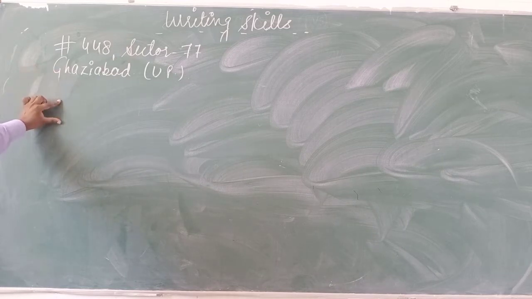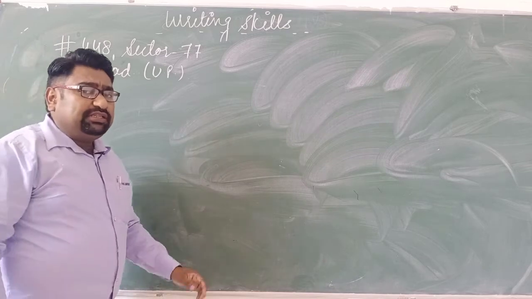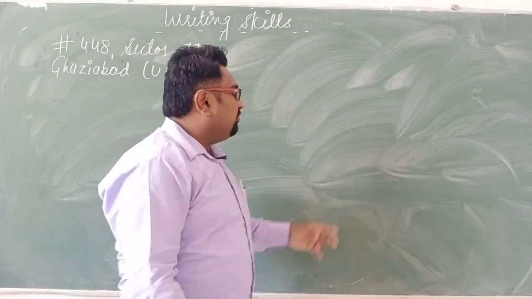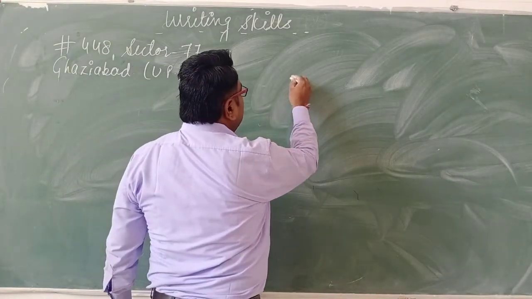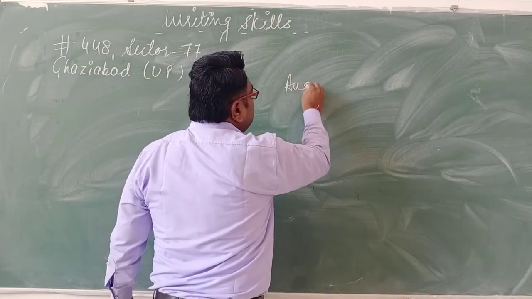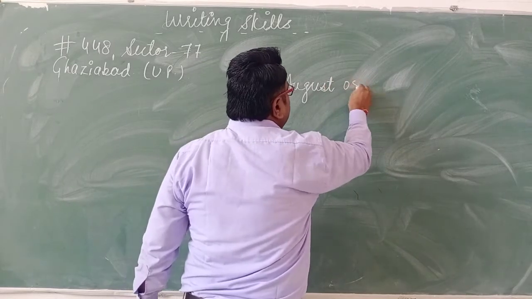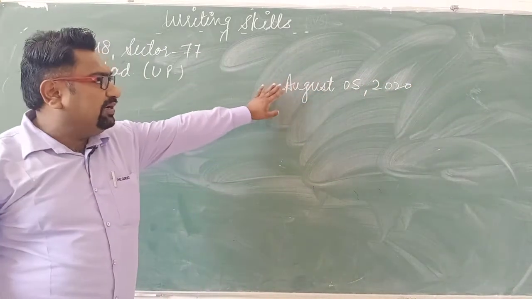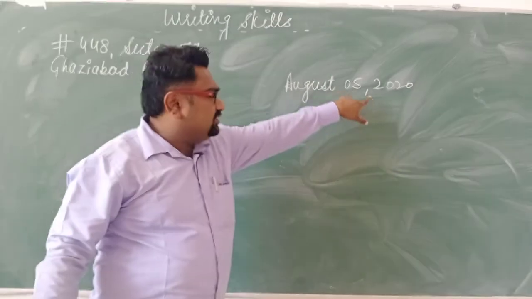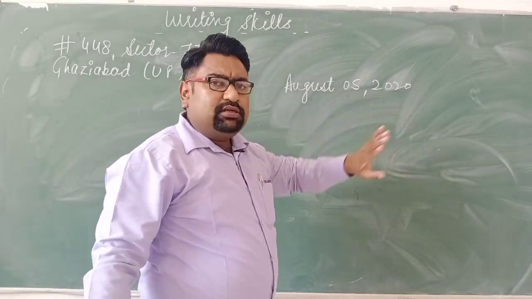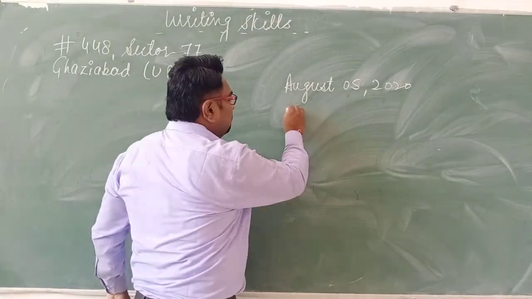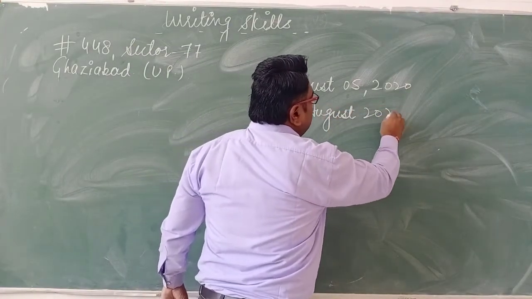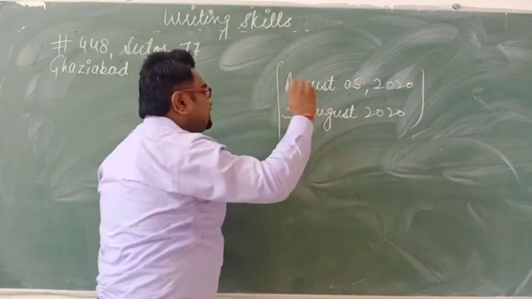Step number 2 is date. To mention the date, there are only 2 formats which have been given by the CBSE board. The first format is, you can write the month first of all. For example, August 05, 2020. This is format number 1. Month, date, comma, then year. Second one you can follow: 5 August without comma 2020. These are the 2 formats prescribed by the CBSE board.